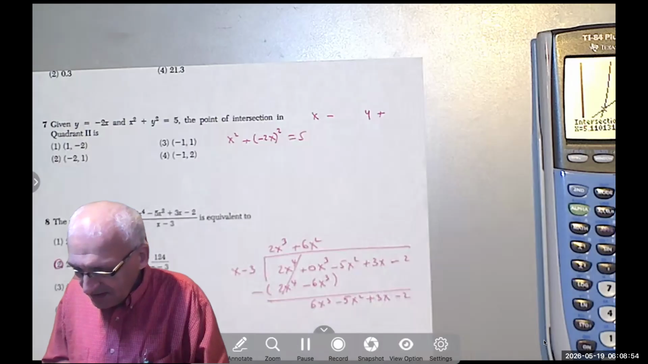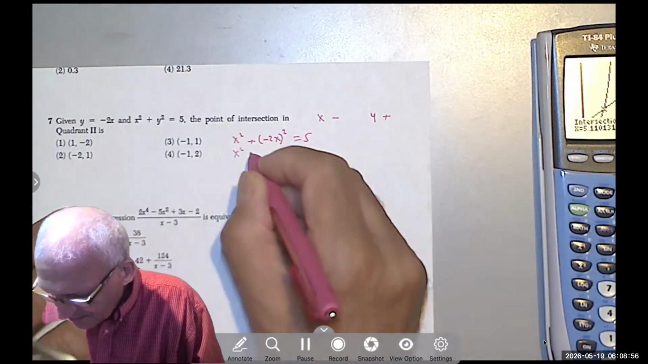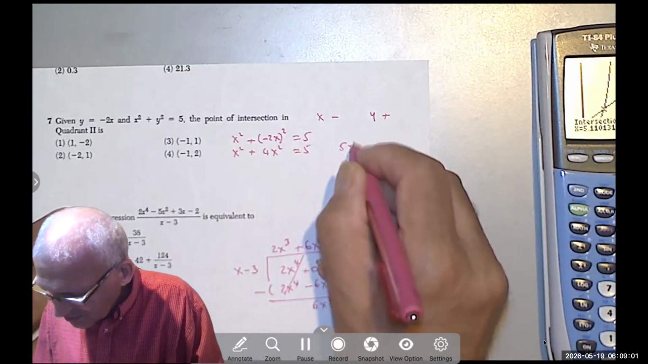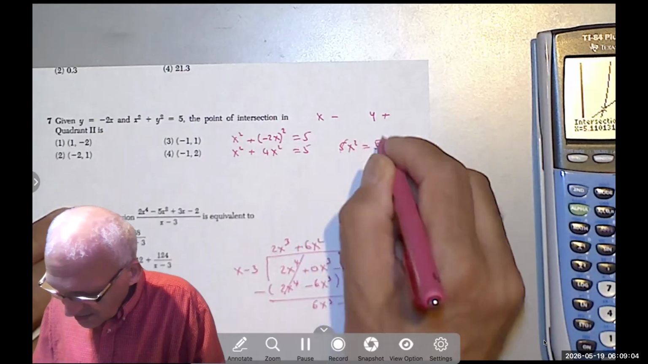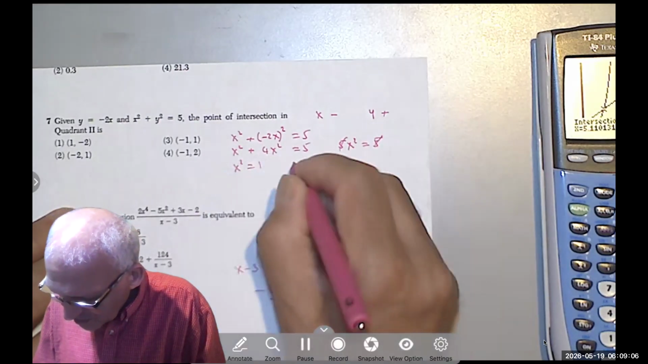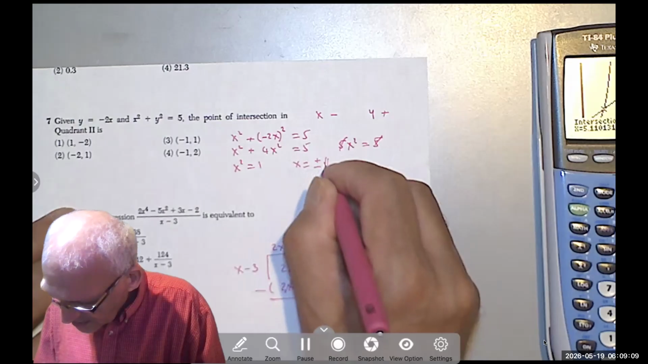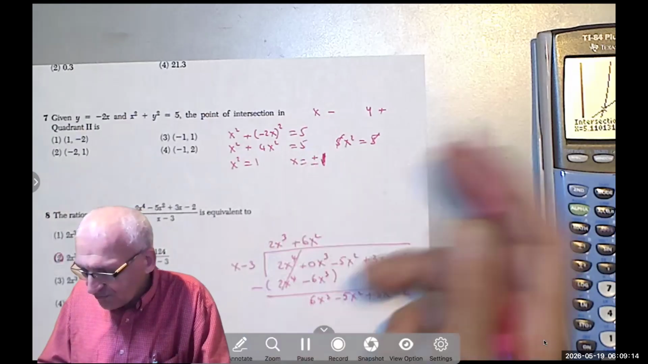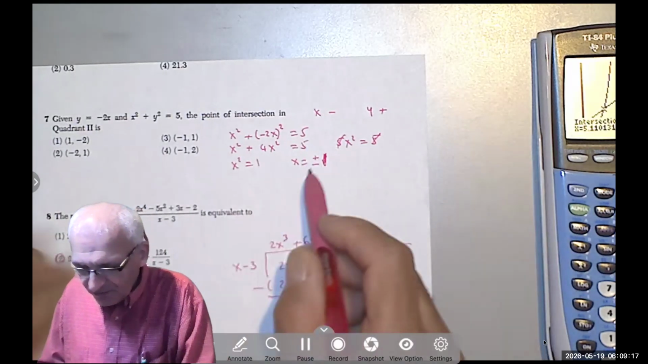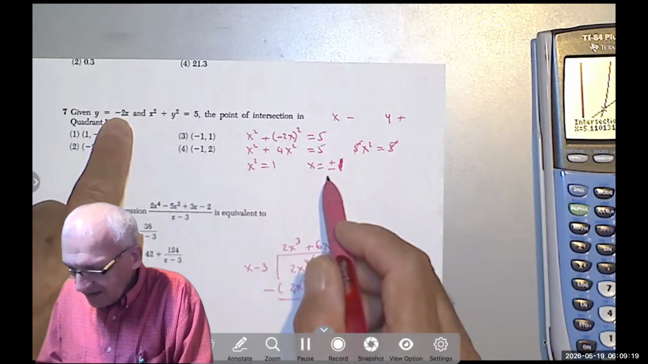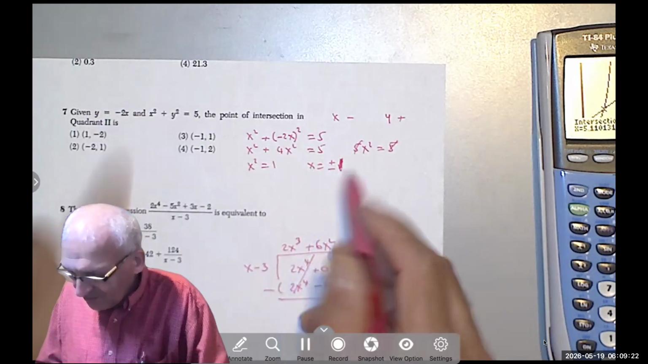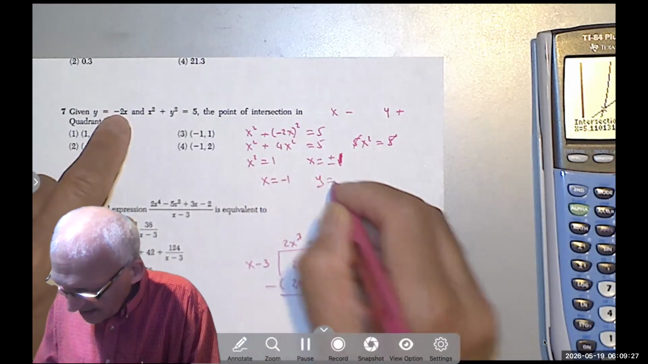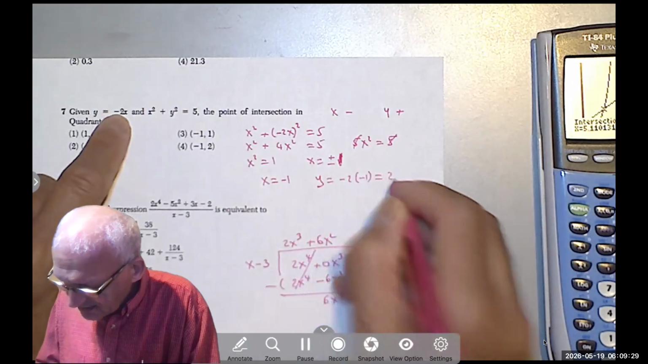equals 5. It's an easy equation. This is x squared plus 4x squared equals 5. So 5x squared equals 5, so x squared equals 1. So x equals plus or minus 1, the square root of 1, which is 1. I know that positive 1 is in the first or fourth quadrant. In fact, it would be in the fourth because the y is negative. So I'm sorry, x equals negative 1 and y is negative 2 times negative 1, which is positive 2.